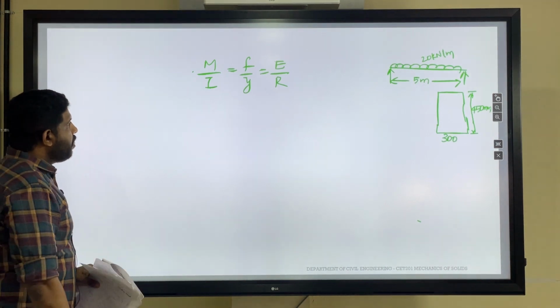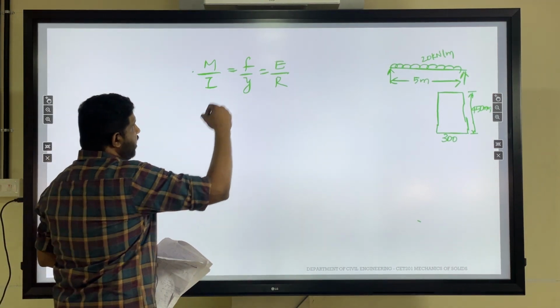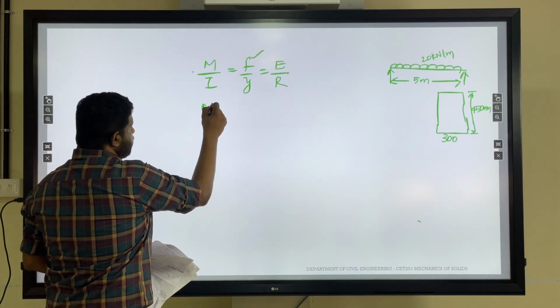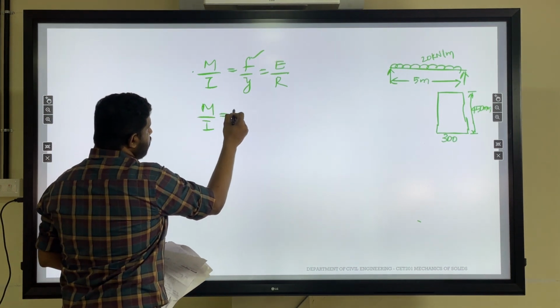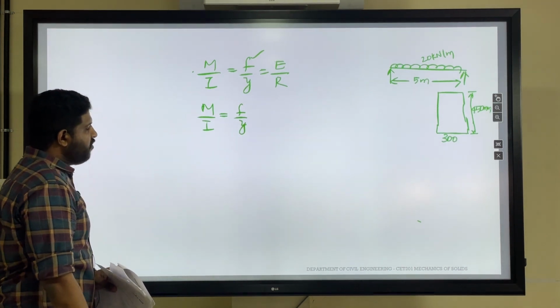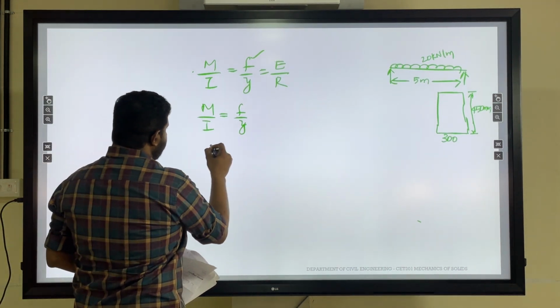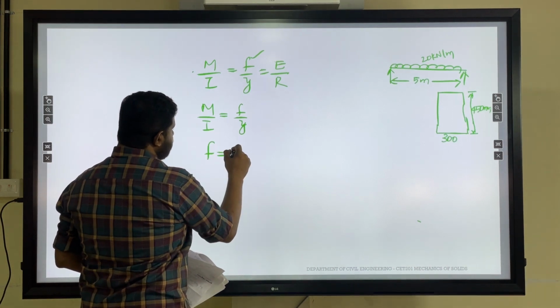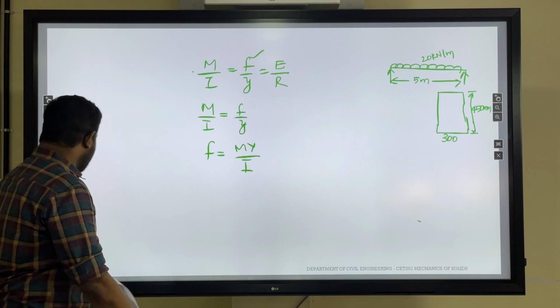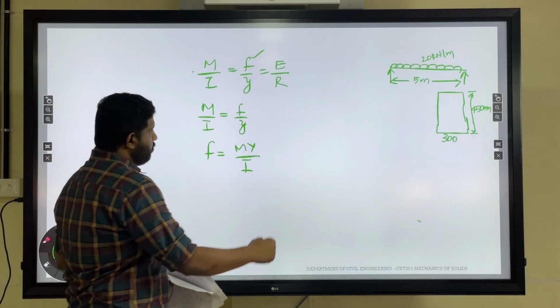So here the first thing, we are asked to calculate the bending stress. So we want to calculate the F value. For that we can use the equation M by I is equal to F by Y. So for getting F, we can use the equation M into Y divided by I. For that we can calculate M.